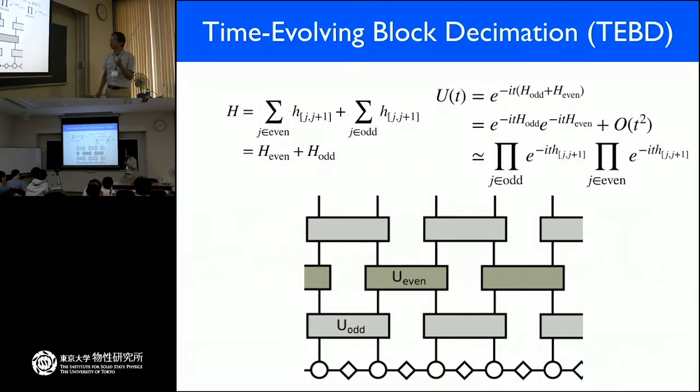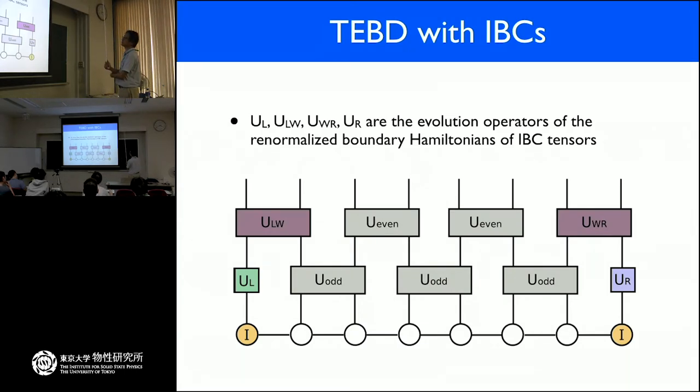The way we time evolve our system is just using TEBD. Basically, we do a Trotter Suzuki decomposition to separate into even and odd time evolution operators. The only caveat is that now we have these infinite boundary conditions, so we need to evolve this part separately. So we also have to evolve the tensor at the left boundary, and the right boundary.